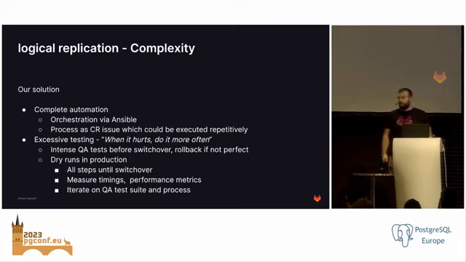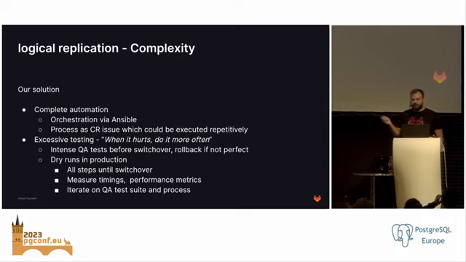And our solution to that is, as you might expect, we did a complete orchestration. All actions we could automate with Ansible, we did, and everything we couldn't easily automate with Ansible, we put in a quite tedious change request process, which we can execute reliably. And yeah, the most important thing is excessive testing.